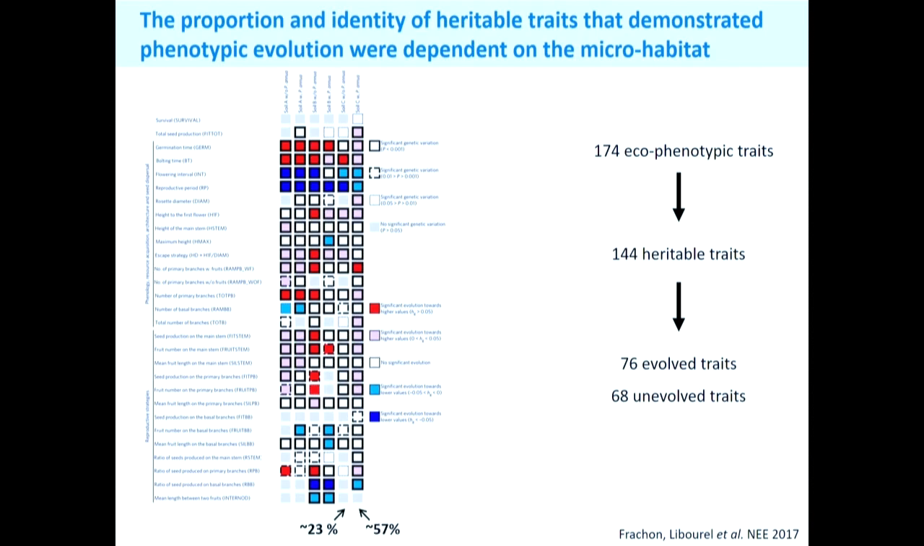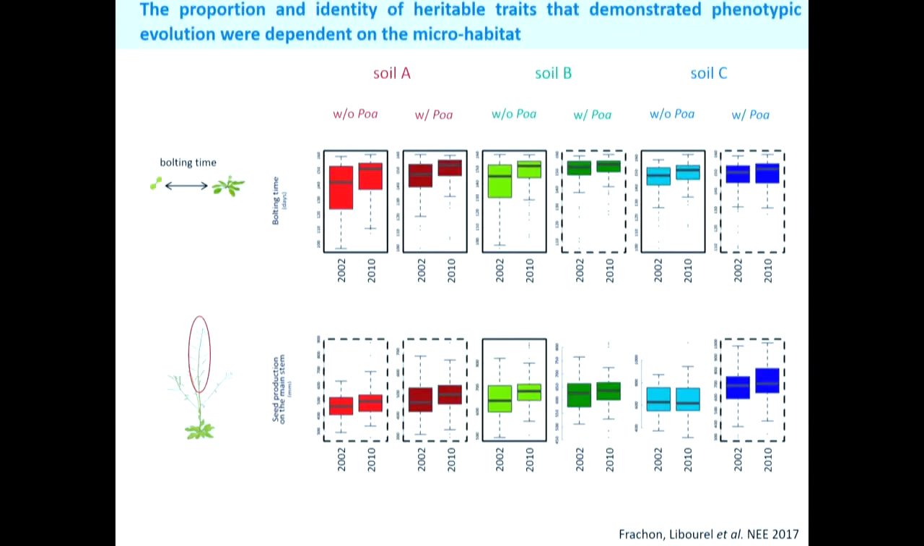But again, the percentage of ecophenotypic traits that evolve clearly depends on the macrohabitat. Here, this is just the soil C, in absence or presence of Poa annua, and you can see that it dramatically changed. For example, in this one we find that only 23% of the heritable traits evolved, but in this one it is 57. So even when you want to work on phenotypic evolution, it's really important to do the experiment in several experimental conditions. Here is just an example for 2 very key traits.